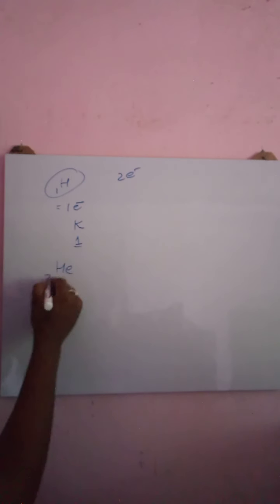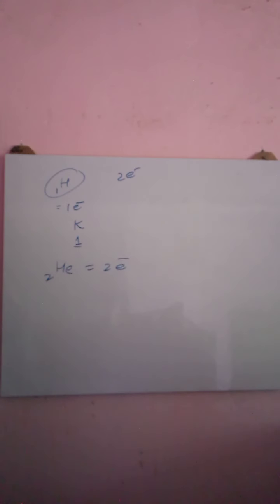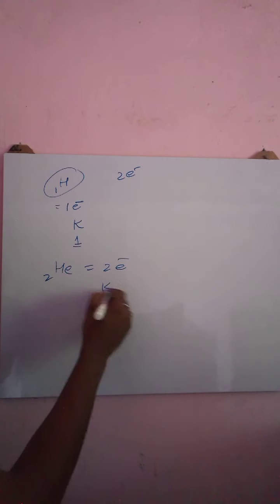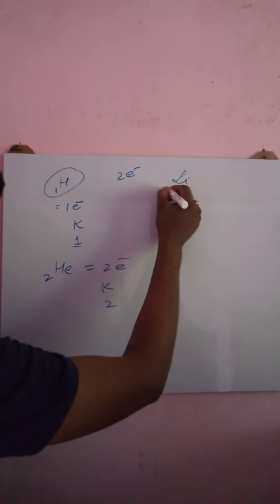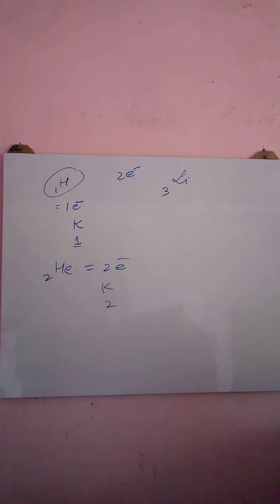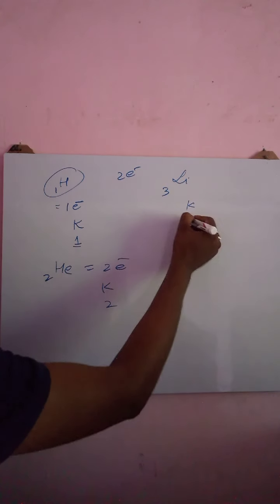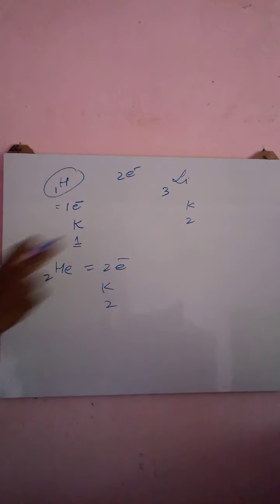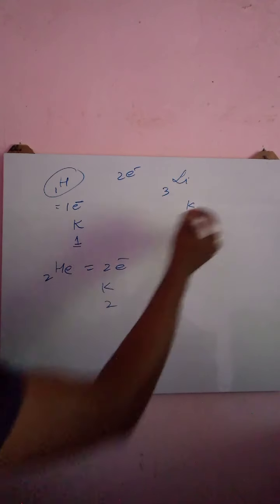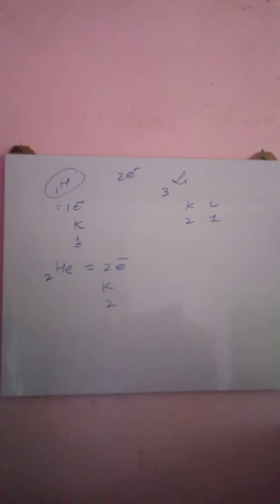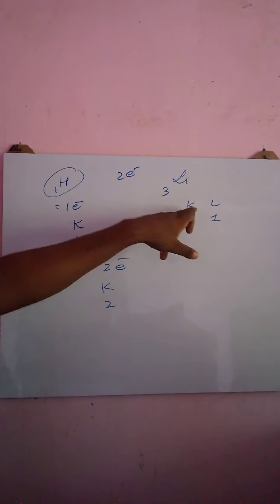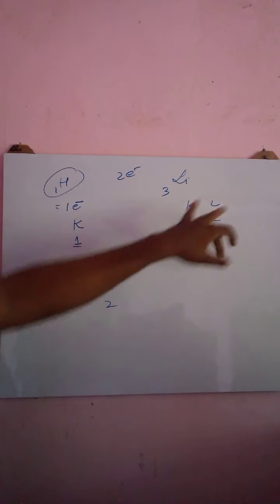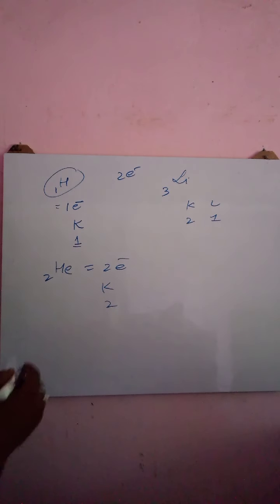Thereafter helium, atomic number 2, means 2 electrons are present. The capacity of the K shell is 2 electrons, so easily 2 electrons can be accommodated in the K shell. Now come to lithium, atomic number 3, number of electrons 3. The capacity of the K shell is 2 electrons. The remaining 1 electron will go into which shell? Very clear: L. The capacity of L is 8 electrons. Only 1 electron is remaining after filling the K shell, so easily 1 electron can be accommodated by the L shell.